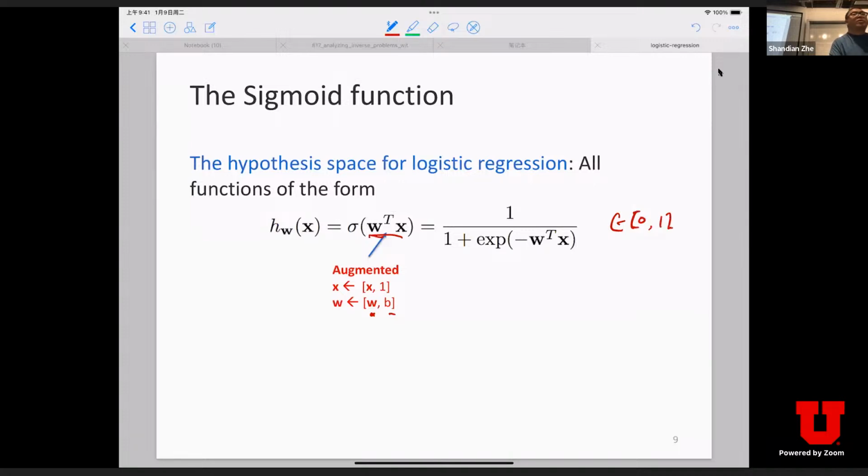Okay. So any questions so far? Is everyone comfortable? We can see that's just a straightforward extension of linear regression. The only difference is that I apply a sigmoid transformation to transform this score, which is also a continuous score, into a range between 0 and 1. And that's it.